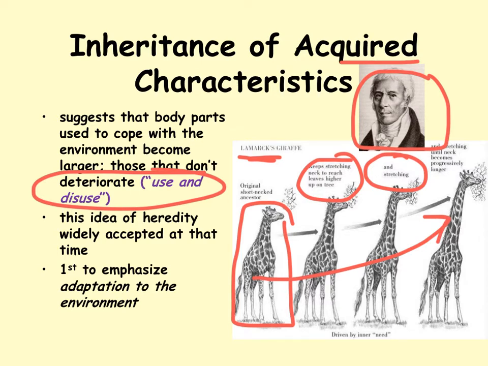So 150 years ago, this idea was widely accepted. It just made sense. To the best of our knowledge, it was accepted. Although we know, just like you can't pass on a tattoo or pierced ears, a giraffe can't physically make the decision to stretch out its neck to reach more leaves and then pass on a longer neck to its offspring. But he did emphasize this importance that we've already seen in lab: adaptation to the environment.